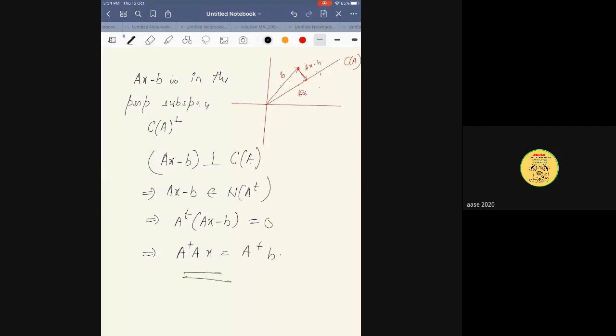If this matrix A transpose A is invertible, then there is no problem. We can easily get the solution. But if it is not invertible, then the singular value decomposition, SVD of A, helps us to solve this normal equation. So in that case, we apply the SVD. Let A equal U Sigma V transpose be an SVD for A. Then AX minus B can be written by putting this in place of A.